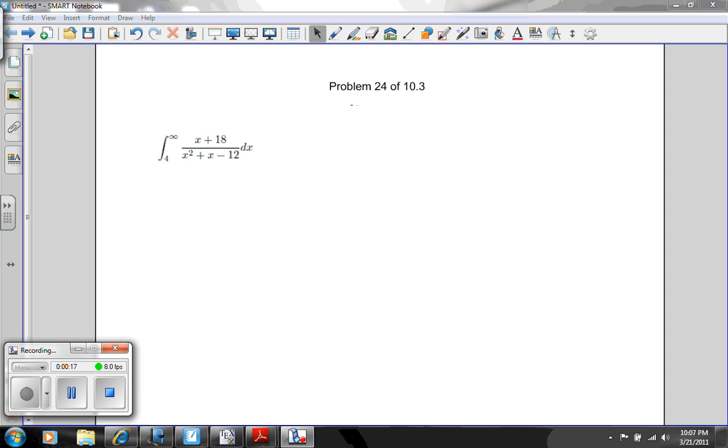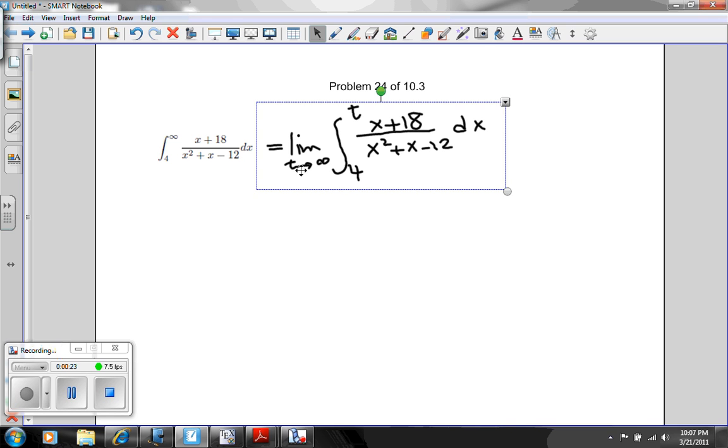So what you do is you keep the 4 there, you change infinity to t, and you take the limit as t tends to positive infinity of the integral from 4 to t of (x + 18) over (x squared + x - 12) dx. Now you need to solve this definite integral. Whenever you get to an integral, the first thing you should be thinking is, can I solve this integral using u substitution?